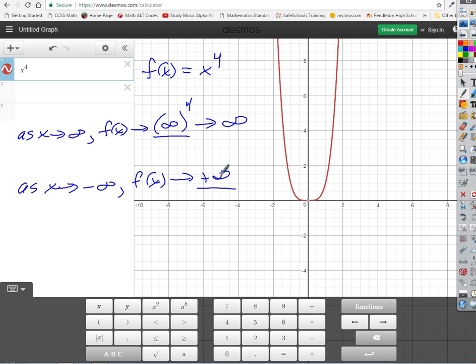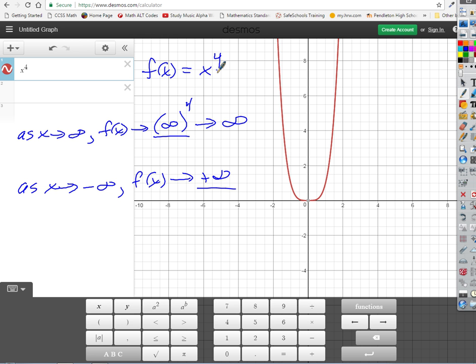Well, if you take those two behaviors put together, doesn't that describe the range of this function? Because we know that the lowest it can go is 0. We know it can't be negative because it's to an even power. Right? Does that make sense?